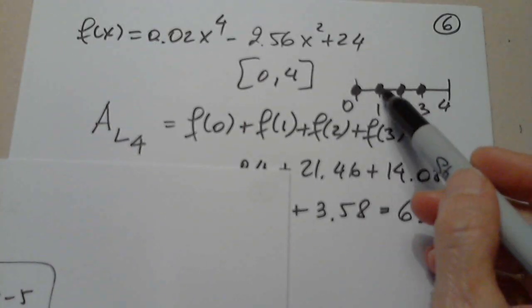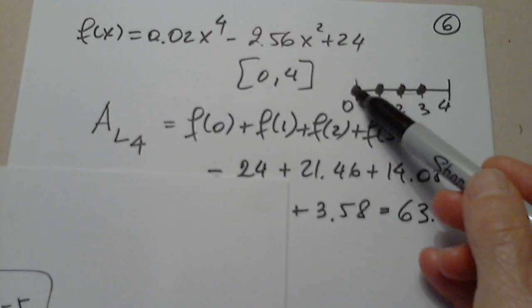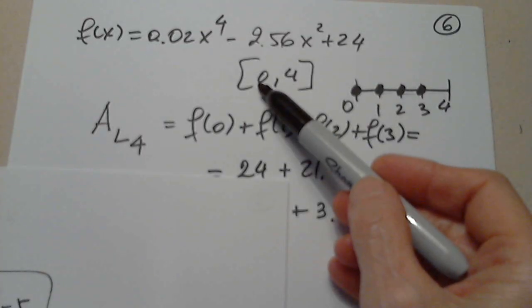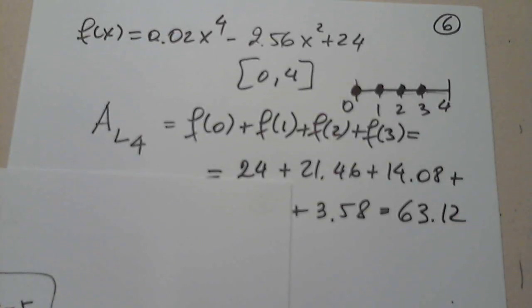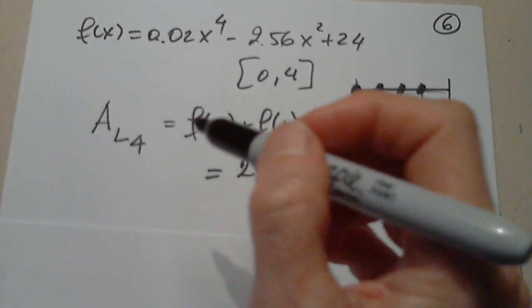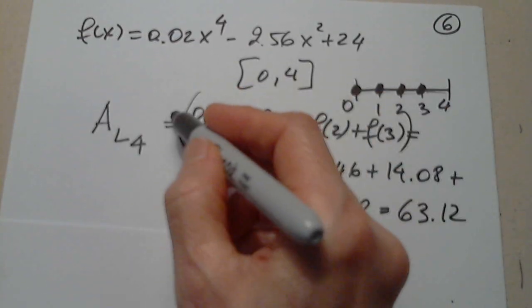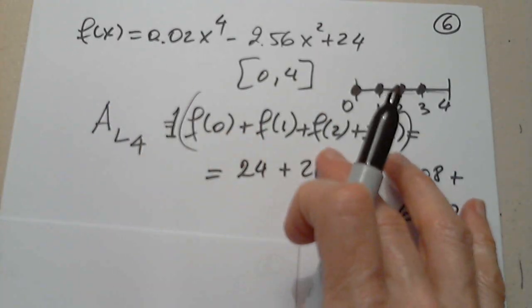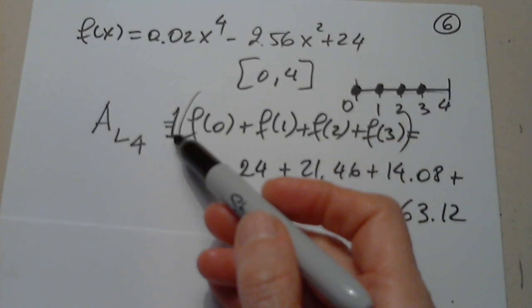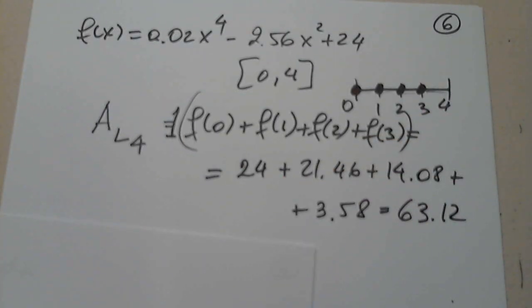So why was the base 1? Because from 0 to 4, 4 minus 0 is 4. 4 divided by 4, the width of each subinterval is 1. I should have written in front times 1. Base times height plus base times height plus base times height plus base times height. But since the base is 1, I did not write it.